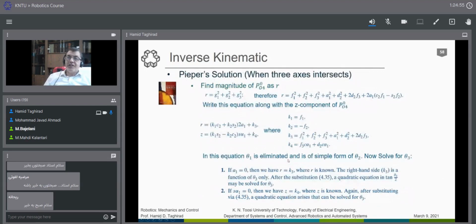We start again with the same idea we used before. Using the length, the blue vector, the blue line I showed you in the 3R, we use the length, we call it R.